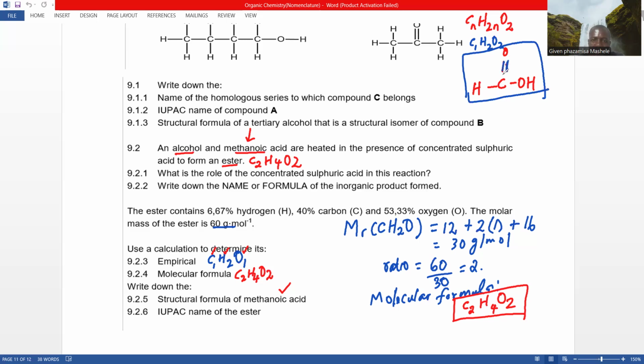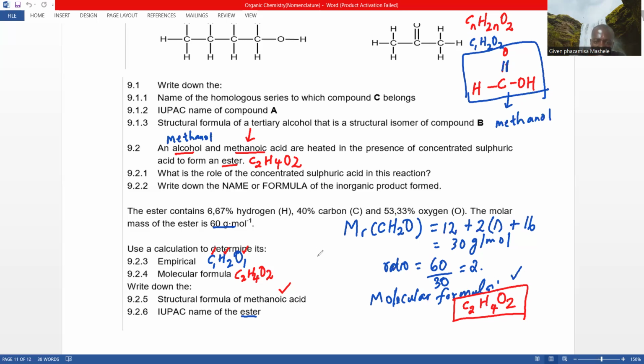Then the next one says, write down the IUPAC name of this ester. And before we write down the IUPAC name of the ester, remember it shows that from this ester of C2H4O2, one side of the ester is methanoic acid, which means the other, the alcohol, will be methanol. It means they've taken methanol and combined it with methanoic acid, then it will give us this ester because it has 2 carbon atoms.